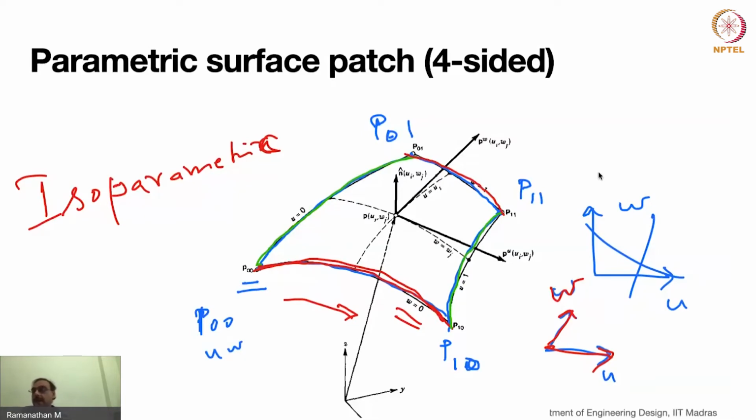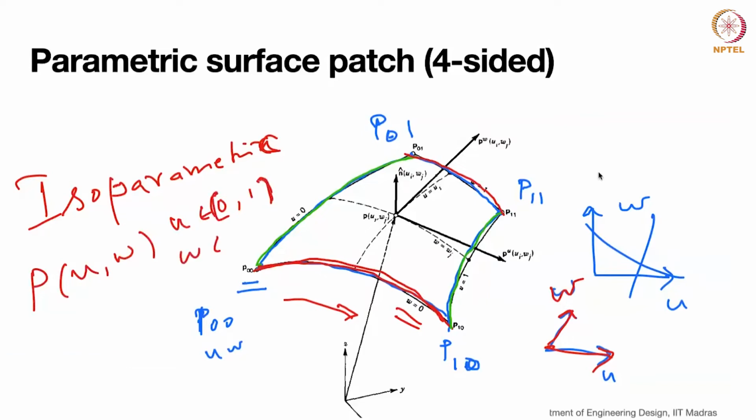So if you use the notation P of u comma w, that is the notation that we are using for this entire surface. If you put various values for u and w, u going from 0 to 1, and w going from 0 to 1, then you can see that this entire surface will be covered, correct? Yes or no?